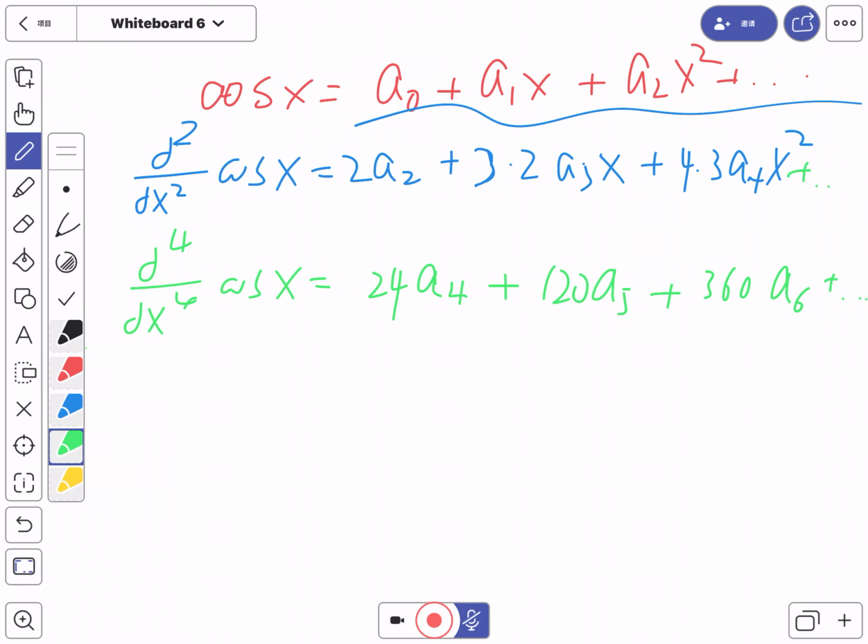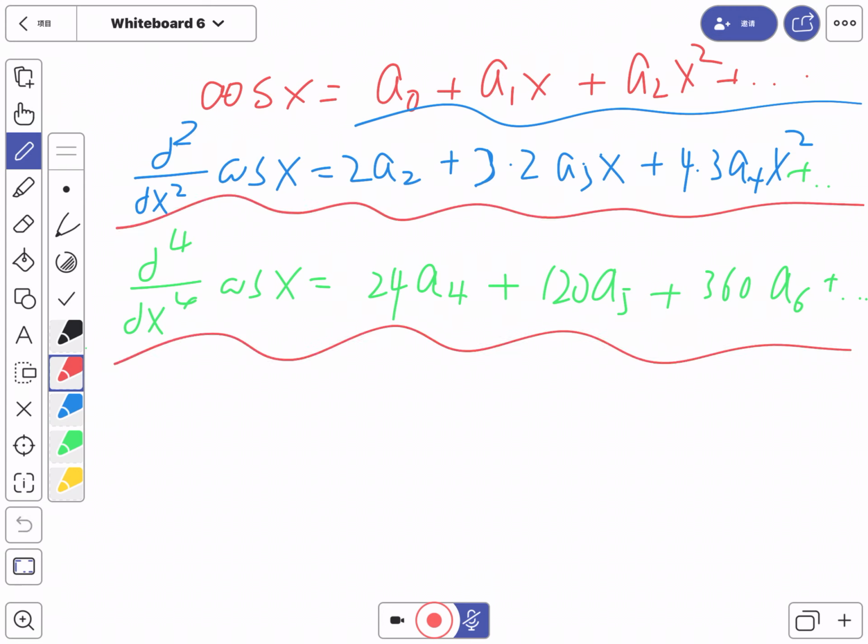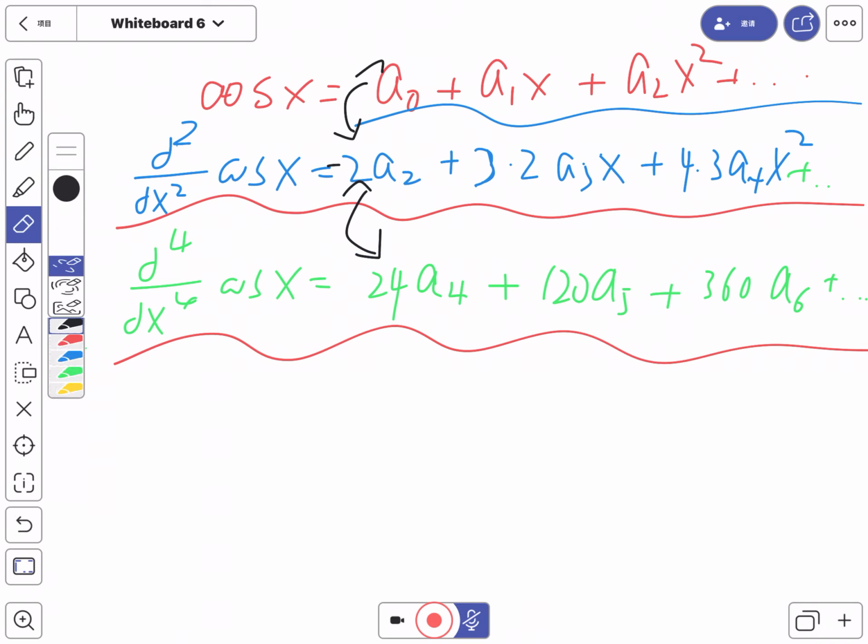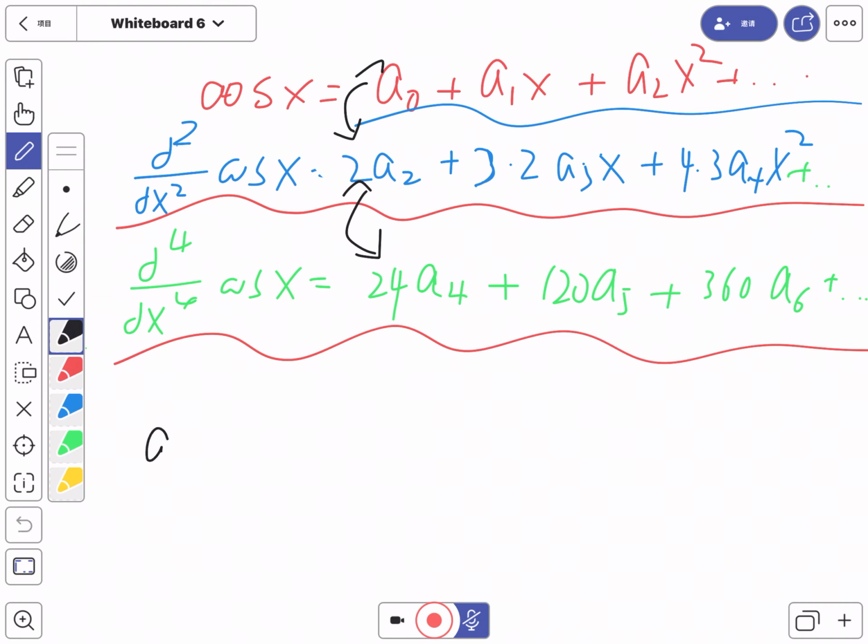Notice that we can see that we can find some relationships. Since they are both constants, then they must be equal to each other, but this must be negative. So we see the relationship: a0 is equal to negative 2a base 2, which is equal to 24a base 4.